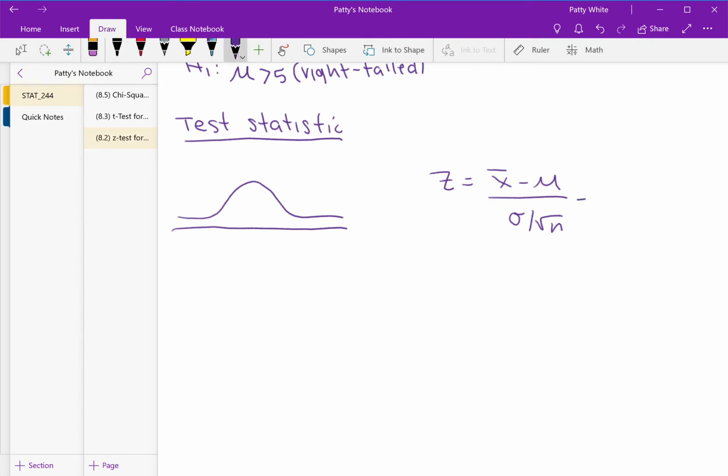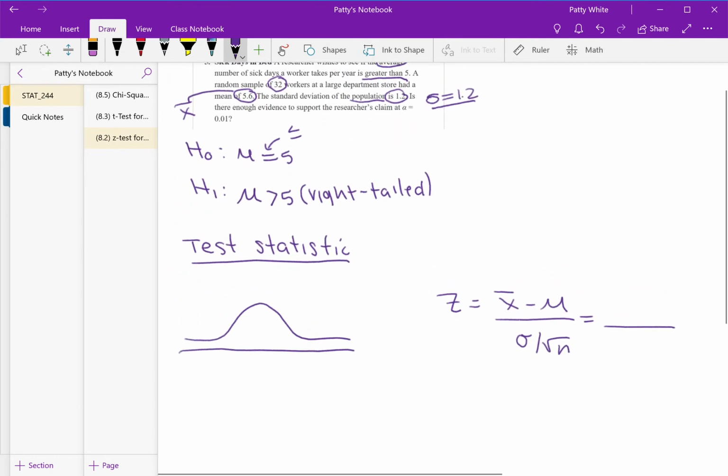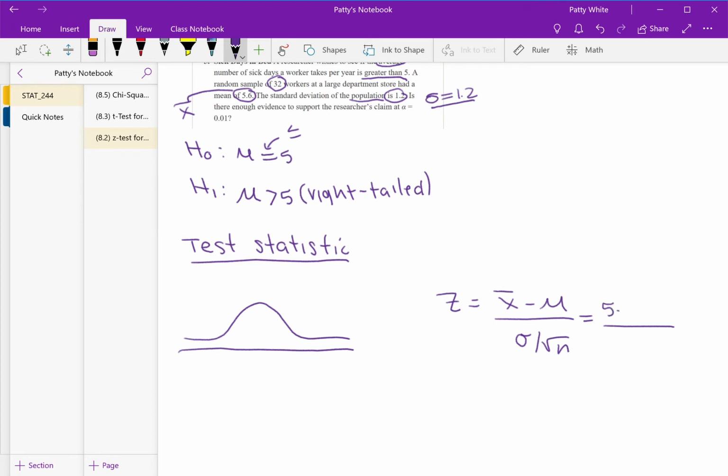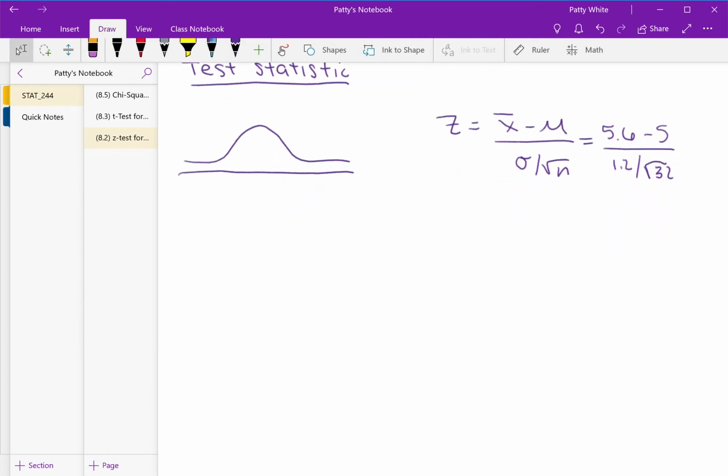We have all of this information already. X bar was given to us. That is 5.6. We got that from right here. The population mean is given to us as 5. Sigma is given to us as 1.2. And the square root of n is the square root of 32. So when I put that into my calculator, I got approximately 2.8284. That is my test statistic.